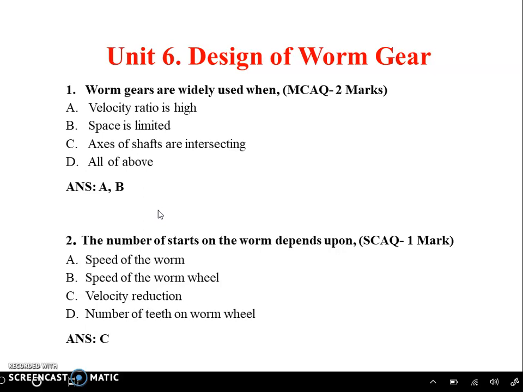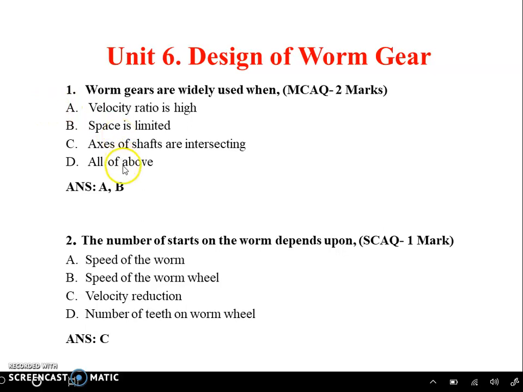Now, as we know that particularly spur gear velocity ratio is 6:1 or maximum 10:1. In case of helical gear also 6:1 and 10:1. In case of bevel gear, that is 3:1 or 1:1. In case of worm and worm wheel, velocity ratio is very high, and it may be 70:1. At most it may reach up to 100:1 also. So velocity ratio is high in case of worm and worm wheel, that is correct.